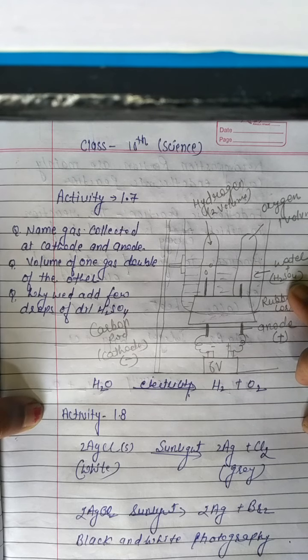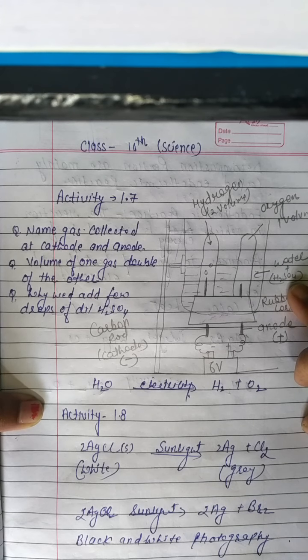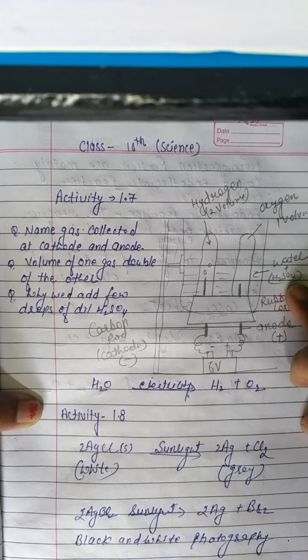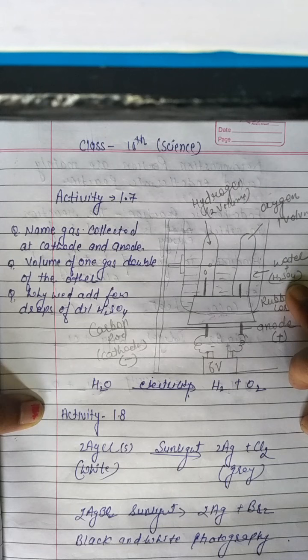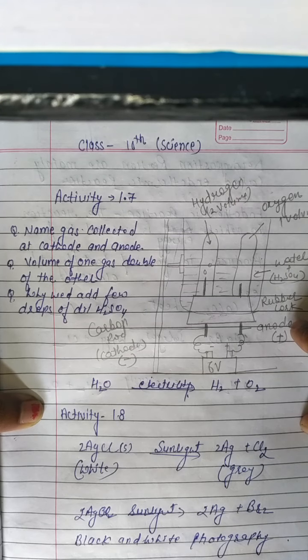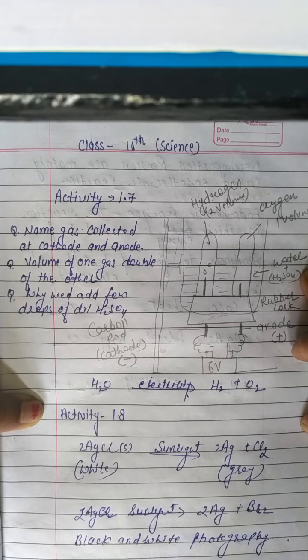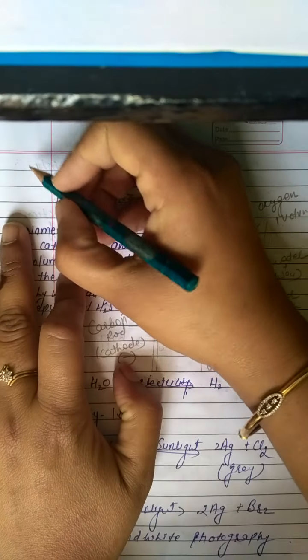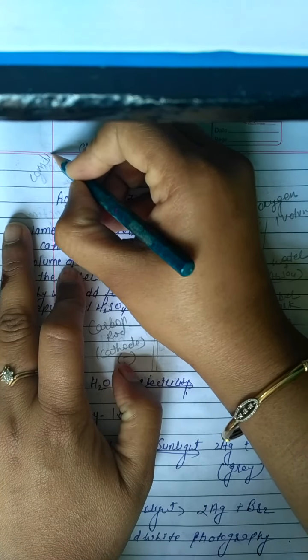We have already discussed what a combination reaction is. A combination reaction is when two reactants combine to form a single product. That chemical reaction is called a combination reaction. In the next lecture, we discussed the decomposition reaction, in which a single reactant forms two or more products. That is called a decomposition reaction.